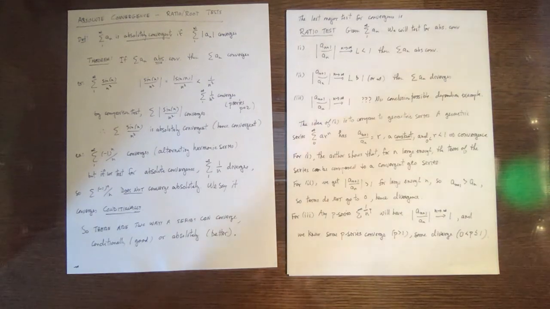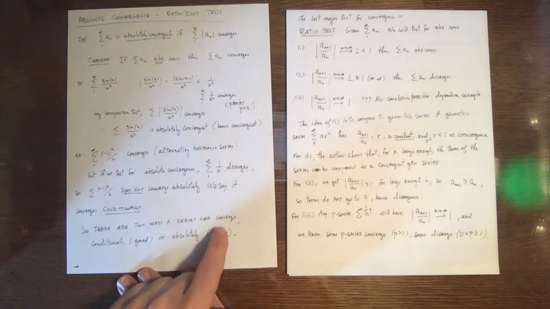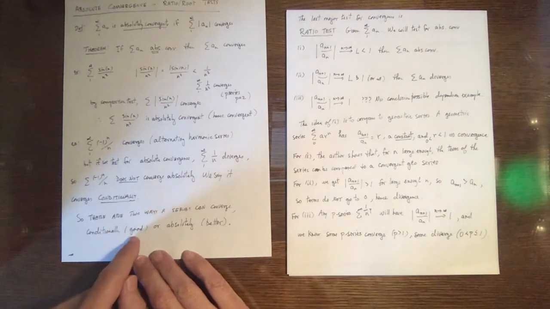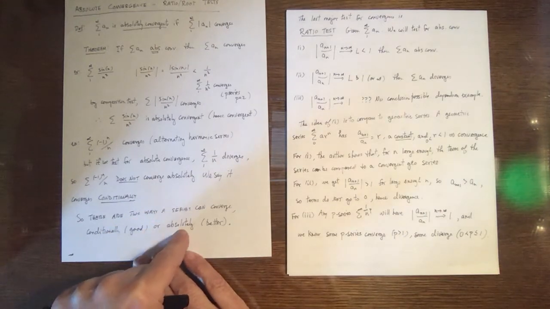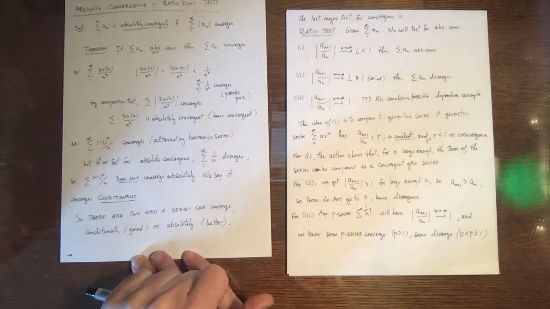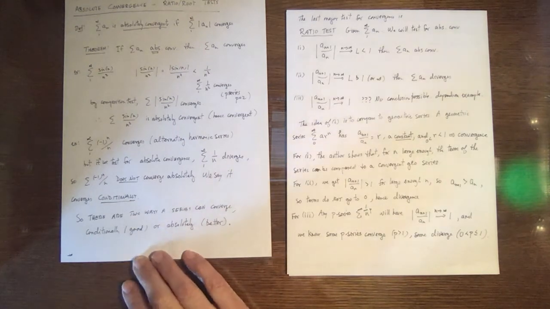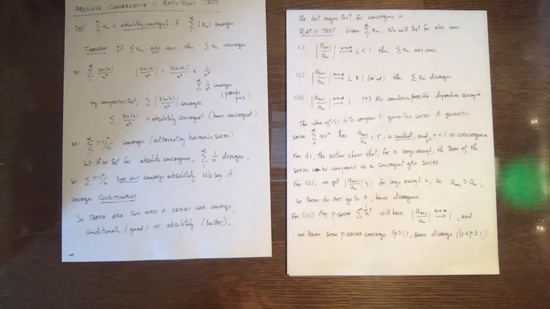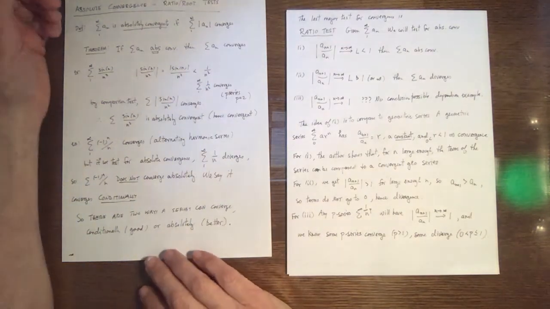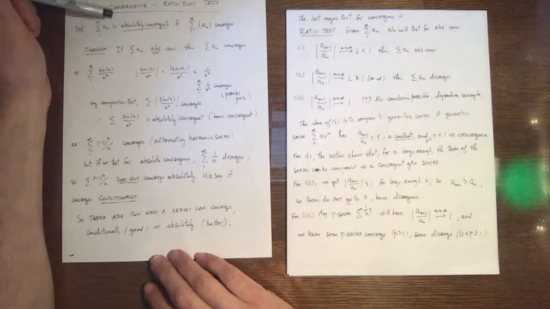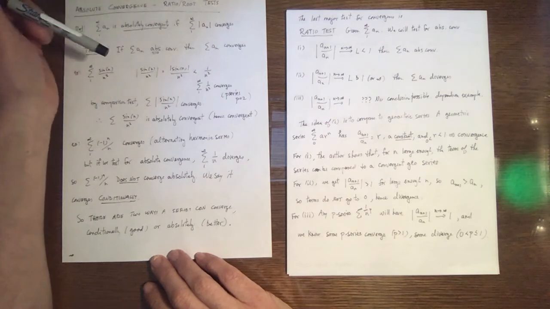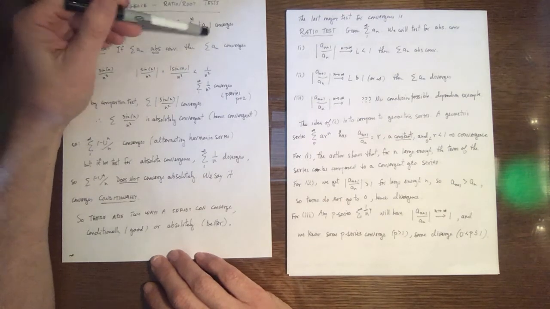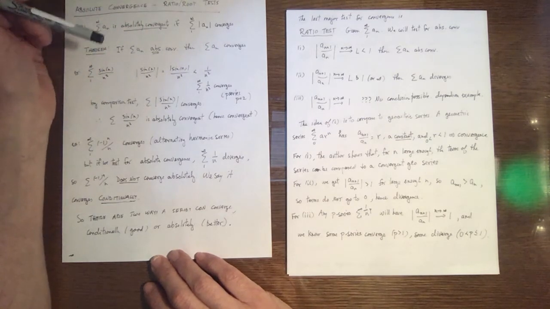All right, so there's really two ways that a series can converge. Conditionally, which is nice, or absolutely, which is better. Why is it better? Well, we'll get to that later. So this is a good way to test if a series converges. See if it converges absolutely. Again, because then all the terms are positive, so we have a number of tests that we can use for that.